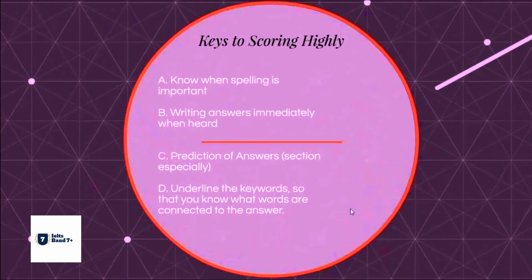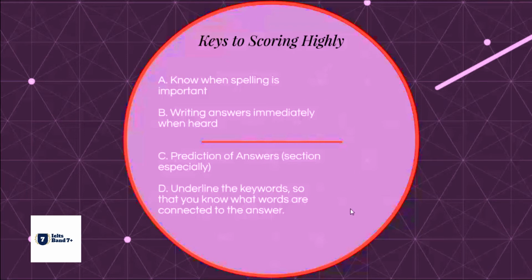All right, some keys to scoring highly. Know when spelling is important. On the actual test booklet, you don't have to spell anything correctly. You can abbreviate. You can use shorthand. You can write an answer choice in your own language on the test booklet. However, on the answer sheet, it must be in English and it must be spelled correctly. So if they give you a word you're not sure about how to spell, but you know is the answer, for right now, just spell it the best you can. And then at the end, when you have your 10 minutes to transfer your answers, that's when you can focus on spelling it.